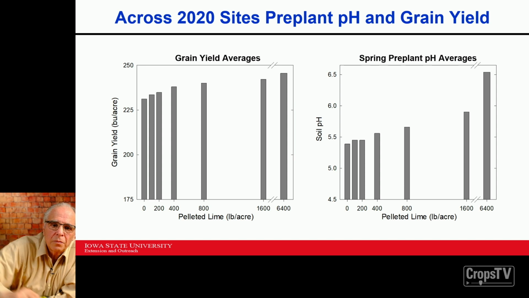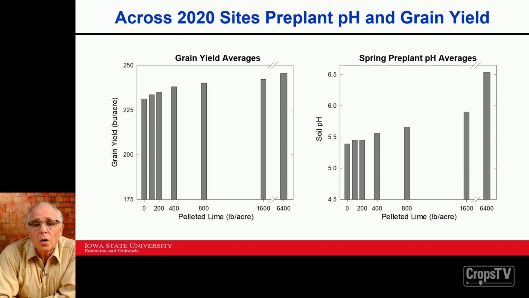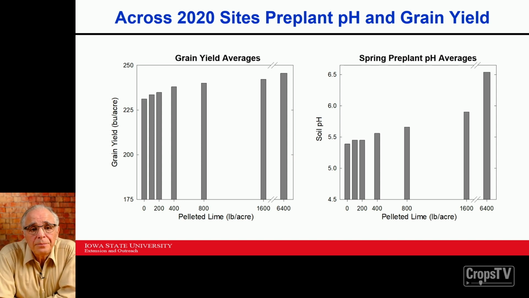Because otherwise, it would be too wide. So in general, very low rates of 100 and 200 pounds of pelleted lime did increase pH and increase grain yield, but we needed at least 1,600 or 1,800 pounds on average in order to get the highest yield.